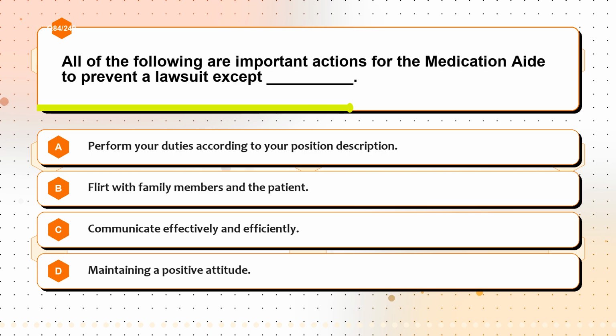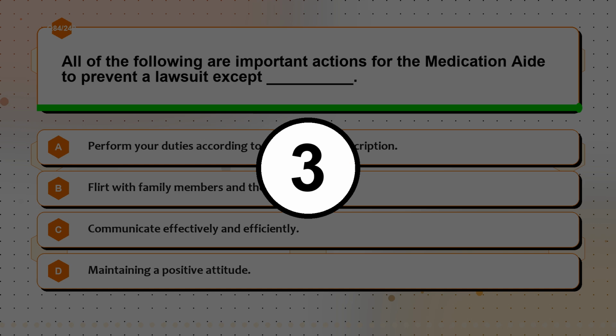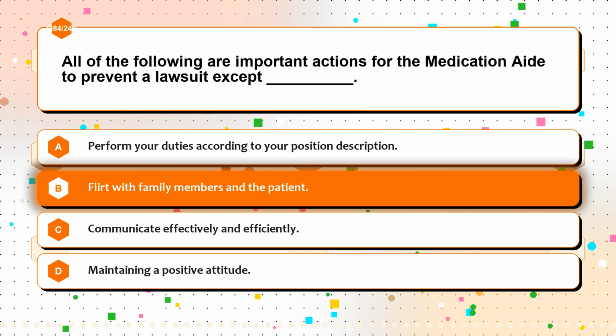Option B, flirt with family members and the patient. Option C, communicate effectively and efficiently. Option D, maintaining a positive attitude. The correct answer is option B, flirt with family members and the patient.